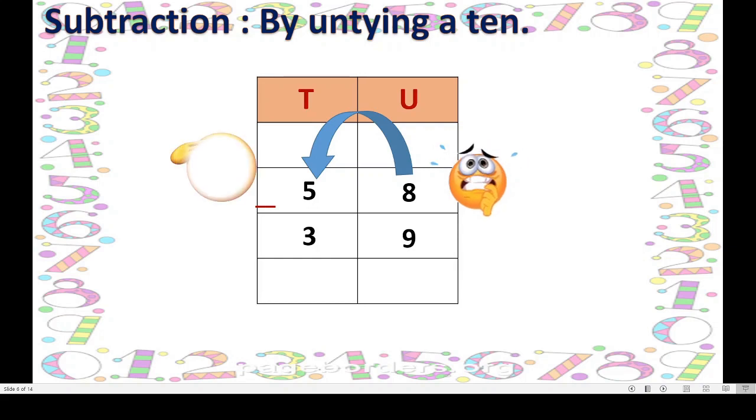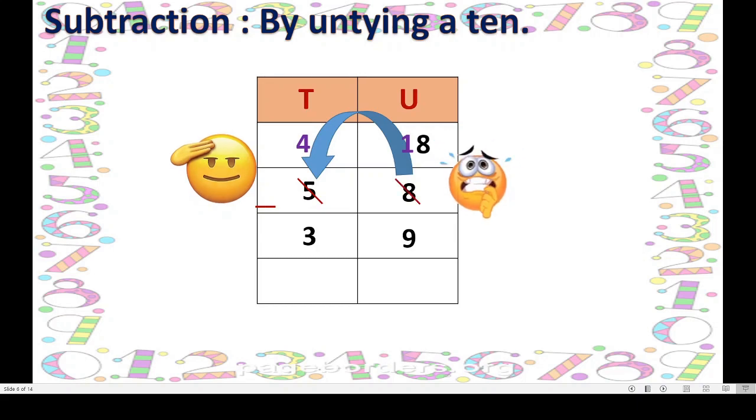So what did 5 say? Yes, I am sure. I will untie myself and divide into 4 and 1. And 1 I will give to you. 1 ten. Okay, and so I will become 4. And here 8 is there, so what happens? 8 is already with that friend, isn't it? So it becomes 8 plus 1 ten, which is equal to 18 units.